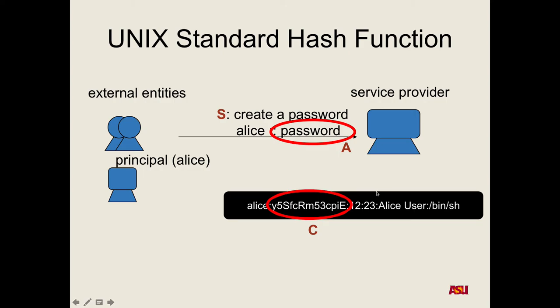And then when Alice tries to log on again and says, hey, this is Alice, she'll provide the password, and the service provider will take the given password, the new A, let's say A prime, hash it with the function and verify that outcome with the stored C that it's stored in the server. If it's correct, it'll return true. If not, it'll return false.